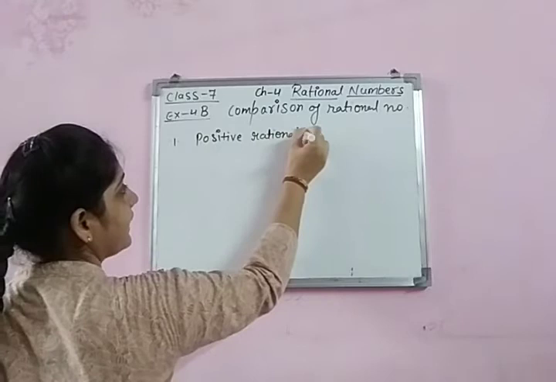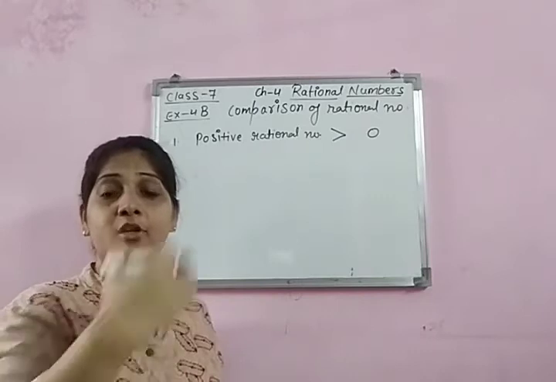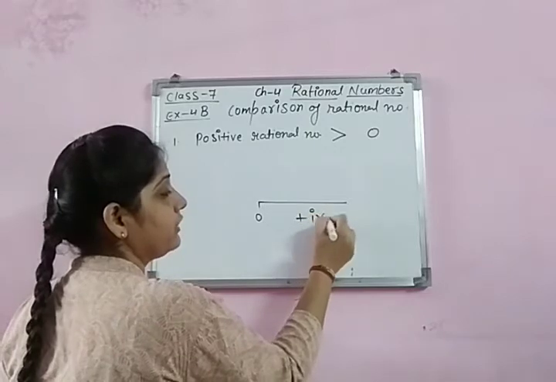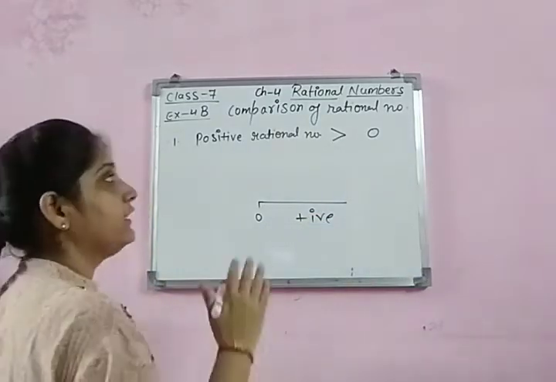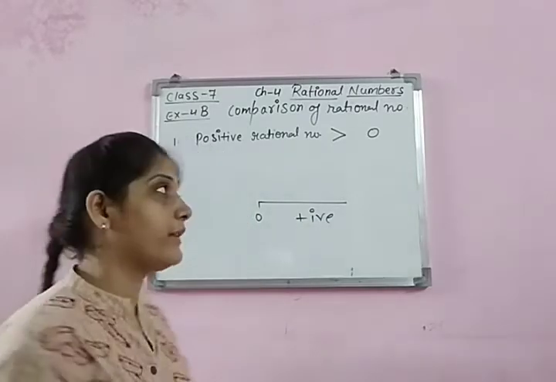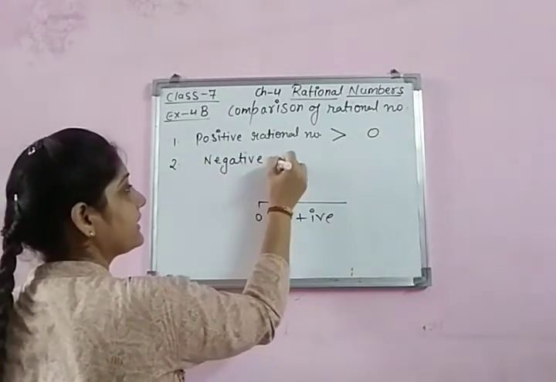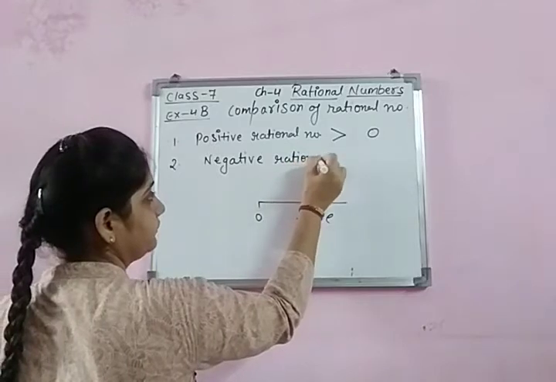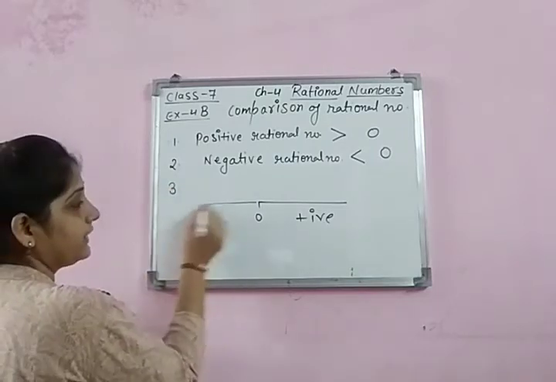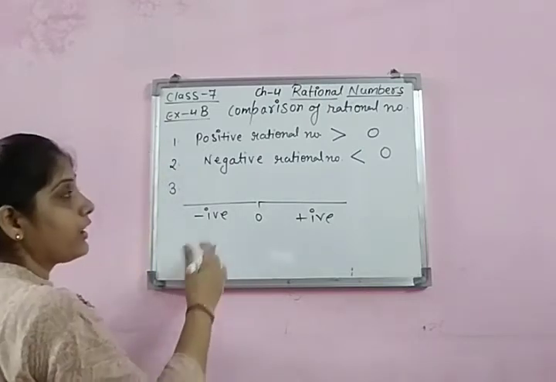is always greater than 0. Yes, because positive comes on the right hand side of 0. Like in integers, here is 0 and this side positive. So positive is always greater. So whenever 0 and a positive are given, definitely the positive one will be bigger. And a negative rational number is always less than 0. The third point, because negative will be this side and on the left hand side it will show us the smaller one.